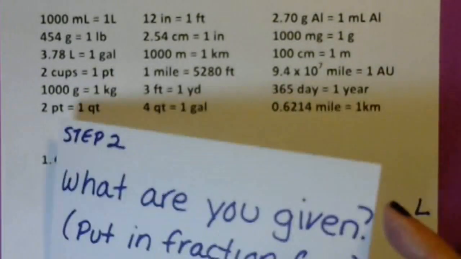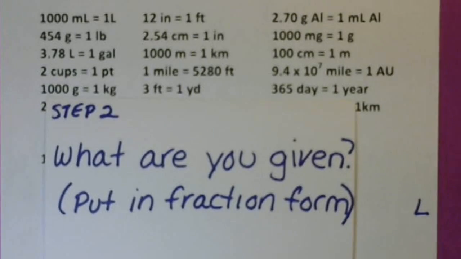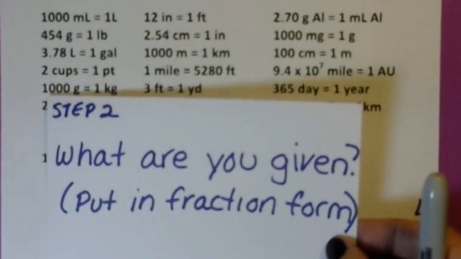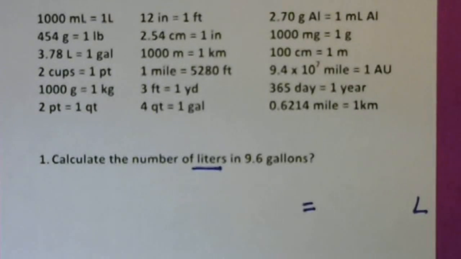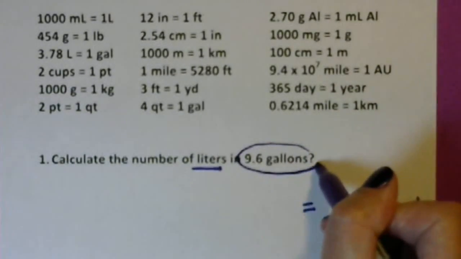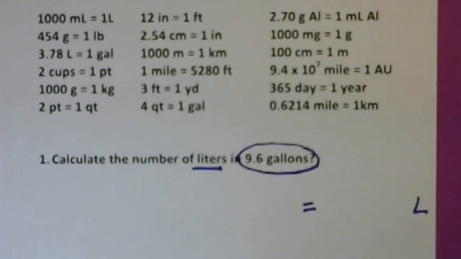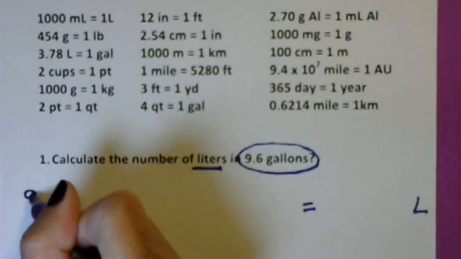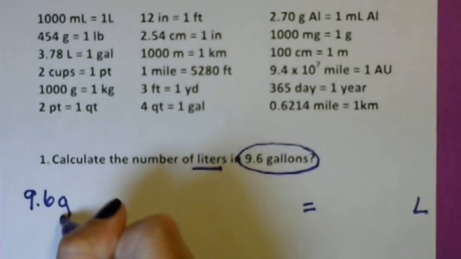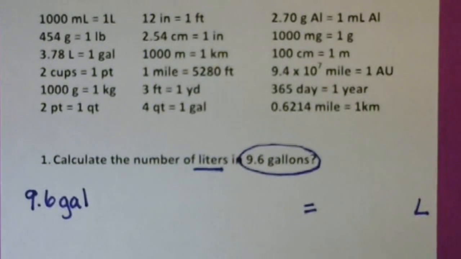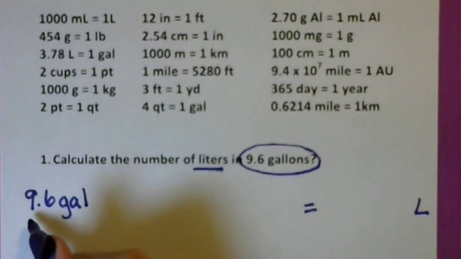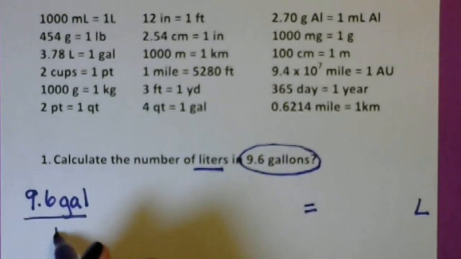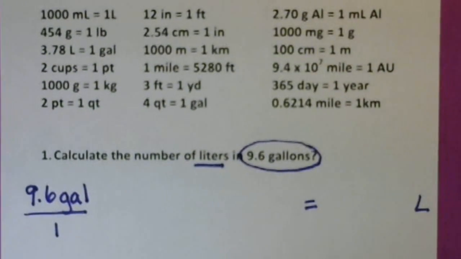What about step 2? Step 2 says, what are you given? So not only do I want to know where I'm going, but I want to know where I'm starting. So what are you given in the problem? And then we're going to put it in fraction form. So the only thing that's given to me in this problem is 9.6 gallons. So I'm going to start way over here and write 9.6 gallons. And I'm going to make that a fraction. You can make anything into a fraction if it's just a single number by putting it over the number 1. So that's a fraction.